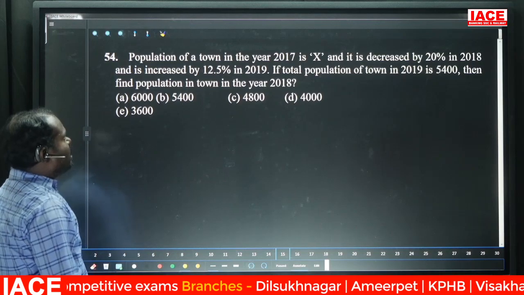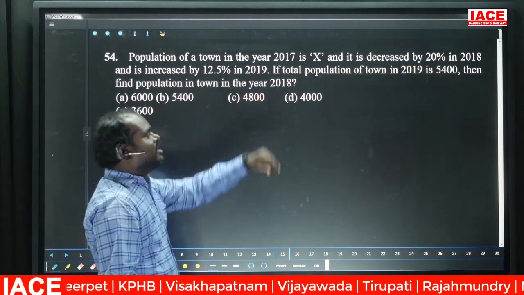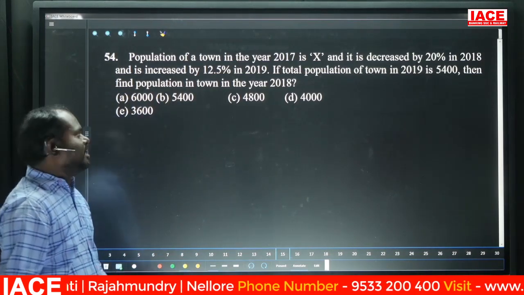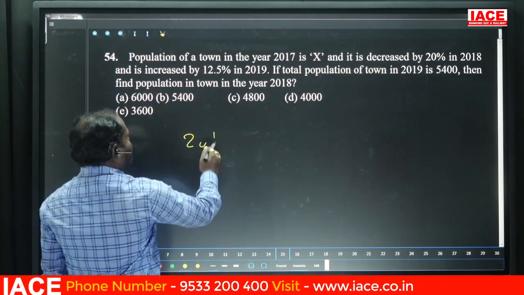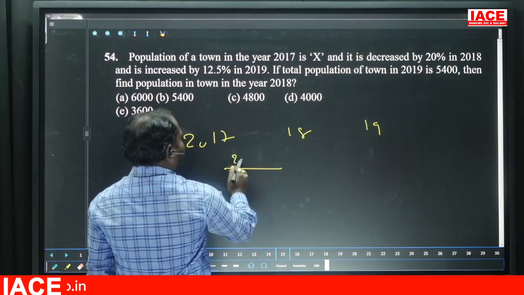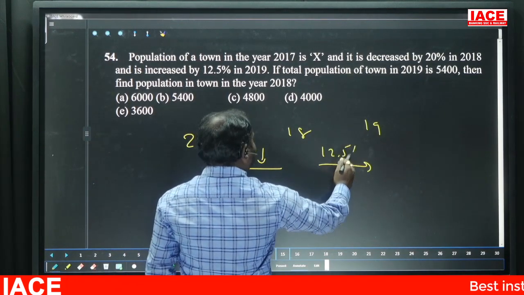Question 54. The population of a town in the year 2017 is X. It decreases by 20% in the year 2018 and increases by 12.5% in the year 2019. So he was talking about 2017, 2018 and 2019: from 2017 to 2018 a 20% decrease, and from 2018 to 2019 a 12.5 percent increase.